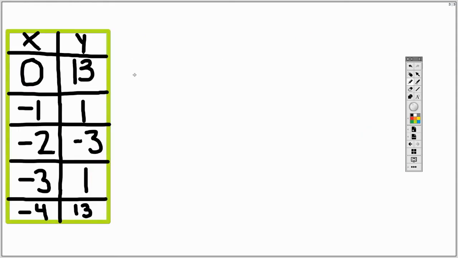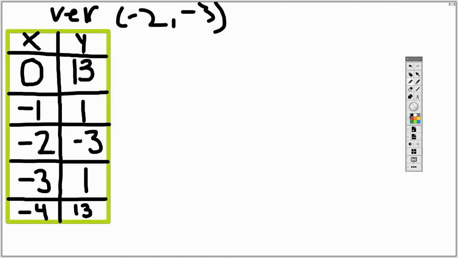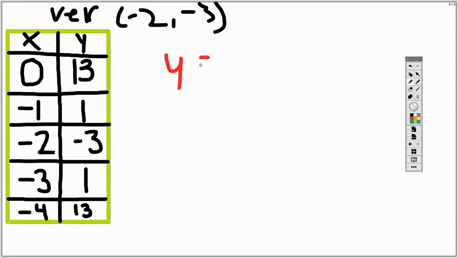So here I have a table, and the vertex is minus 2, minus 3. With our formula, we're going to use this and plug it in. Here we have y equals a, x minus h, squared, plus k. I'll just write it down here so we can reference this whenever we need to.